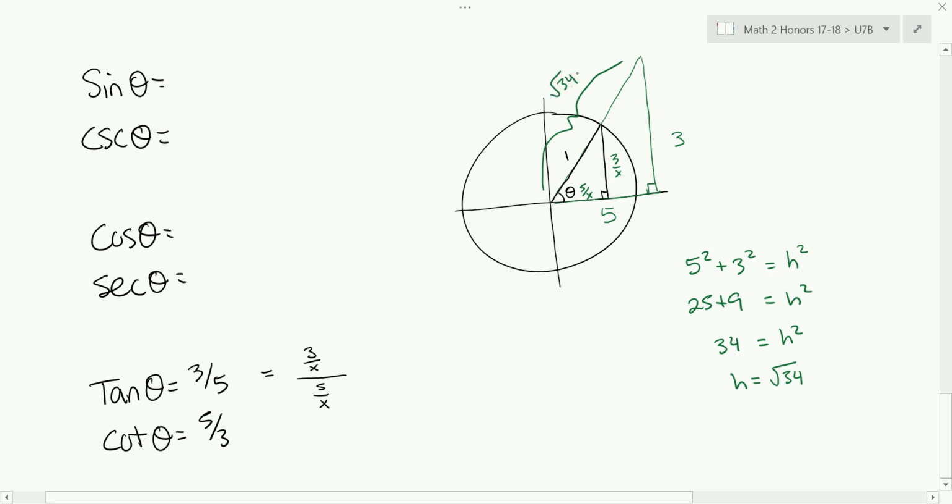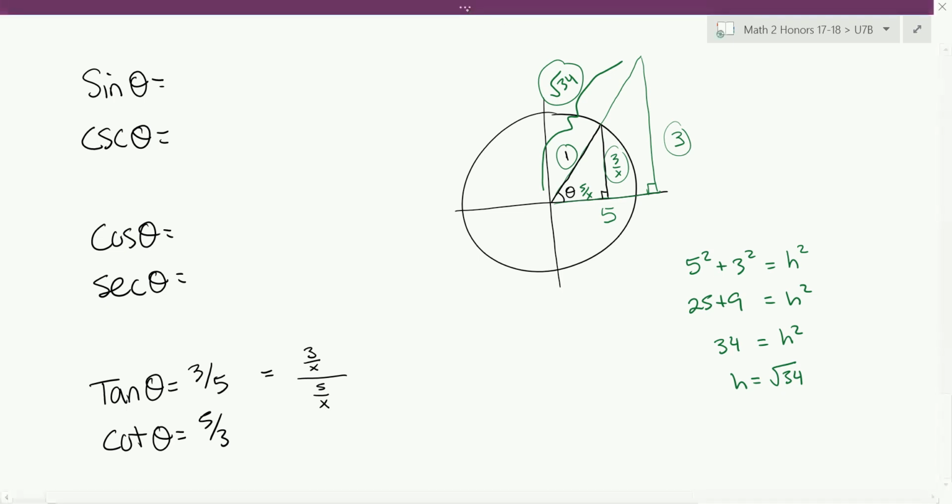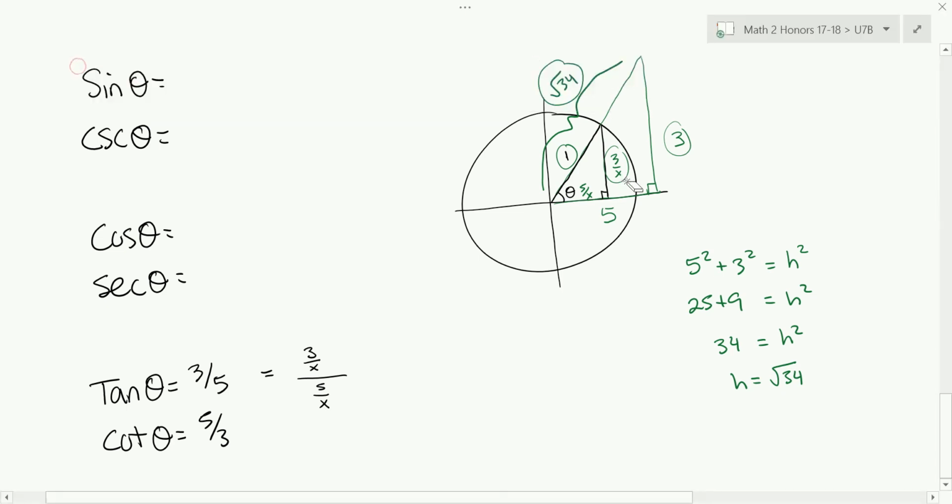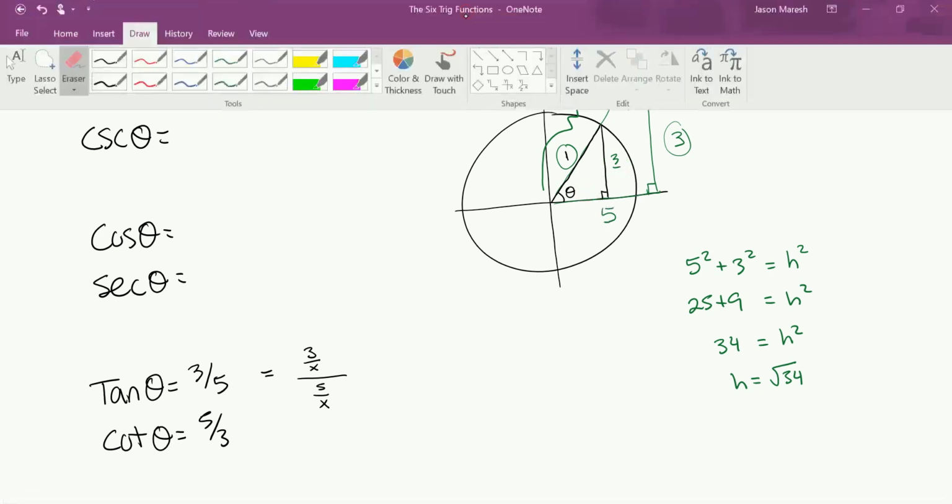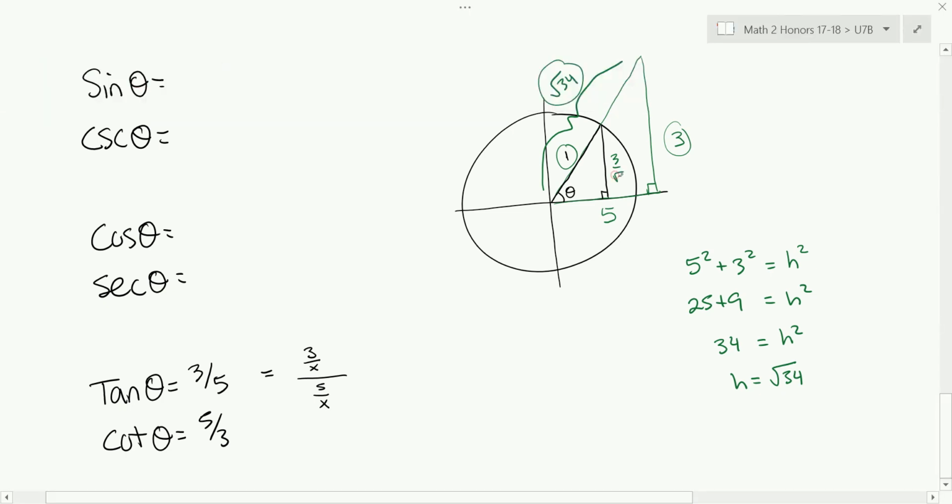Okay. So how do you go from the big triangle back to the small triangle? If I want to go from root 34 to 1, I got to divide by square root of 34. So if I want to go from 3 to this 3 over x, I got to divide 3 by square root of 34. So now we found out what our missing x is, the square root of 34. So this is 3 over the square root of 34, and this is 5 over the square root of 34.